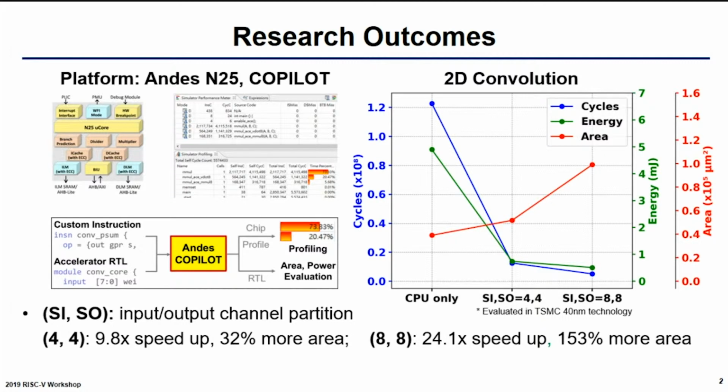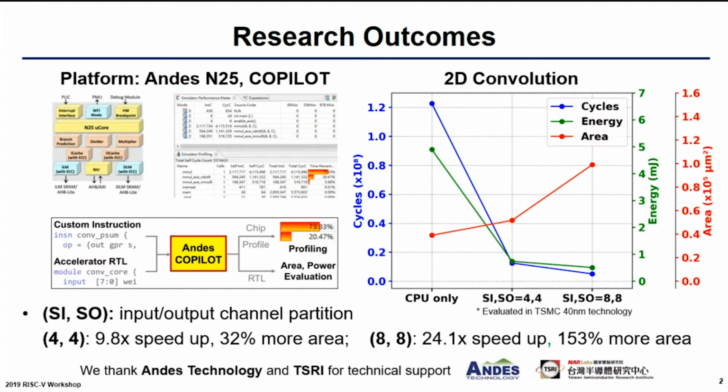Here, we use 2D convolution accelerators with different channel partition parameters and evaluate their cycles and area. In this figure, we can clearly observe the trade-offs of these configurations, and we can then select the optimal solution for our design target. We thank Andes Technology and TSRI for technical support.